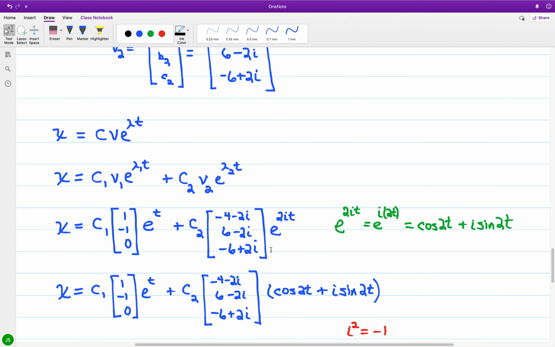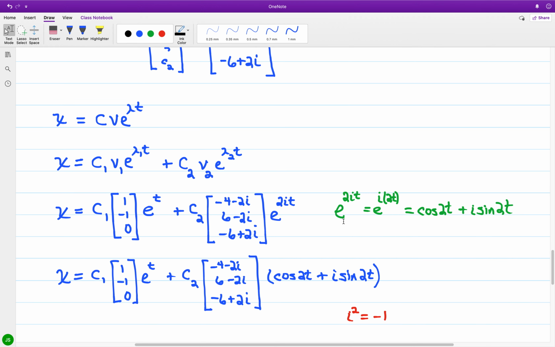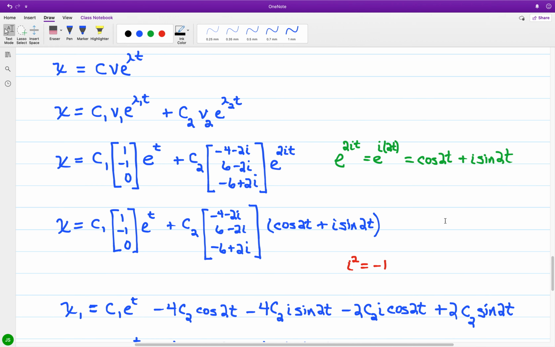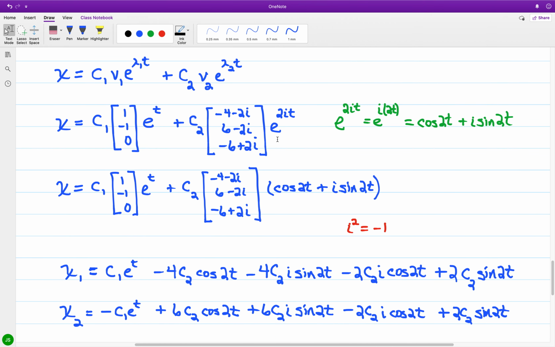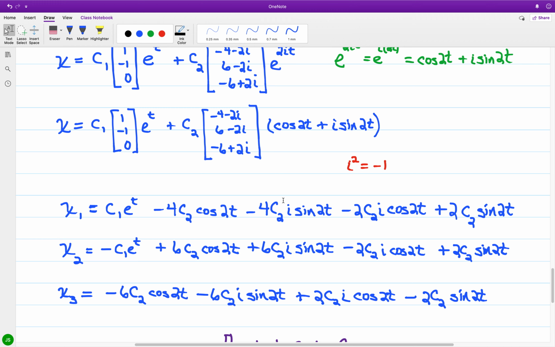And so just filling in, we have c of 1, v of 1, and lambda 1 was 1. And again, we have c of 2, v of 2, and lambda 2 was 2i. And for e to the 2it, we can utilize Euler's equation, which will go to cosine of 2t plus i sine of 2t. And so we rewrite e to the 2it in terms of the Euler identity, acknowledging that i squared is equal to -1.